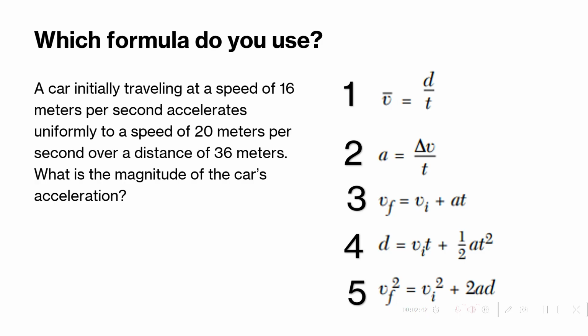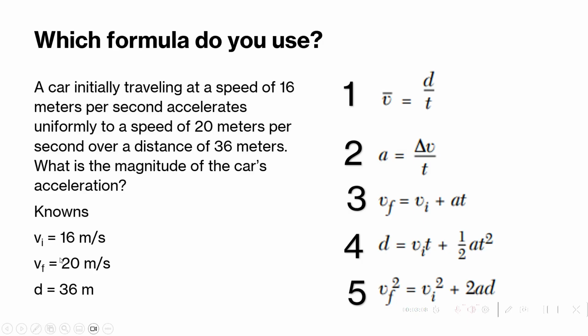Now, in the next question, a car initially traveling at a speed of 16 meters per second accelerates uniformly to a speed of 20 meters per second over a distance of 36 meters. What is the magnitude of the car's acceleration? So we also know this is another constant acceleration, so we know it's not number 1. But is it 2, 3, 4, or 5? Now we're going to write our knowns. So we know our v initial, we know our v final, and our distance. Which is the formula that we're going to use?